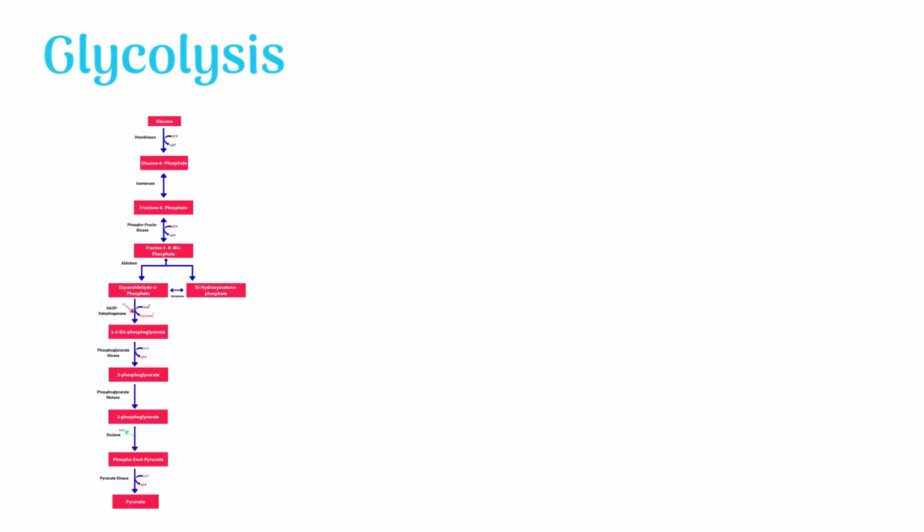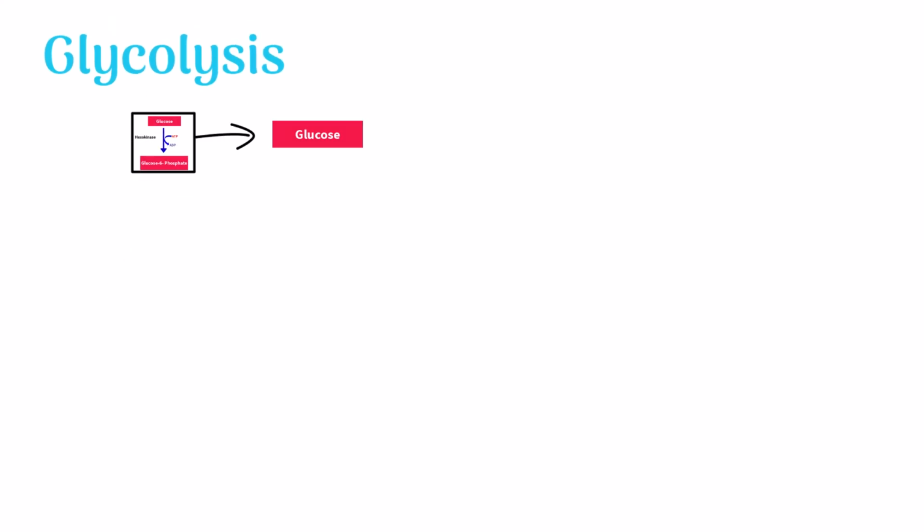Glycolysis. In the first step, glucose gets converted to glucose 6-phosphate. An ATP molecule is consumed in this reaction. Hexokinase enzyme catalyzes this reaction.